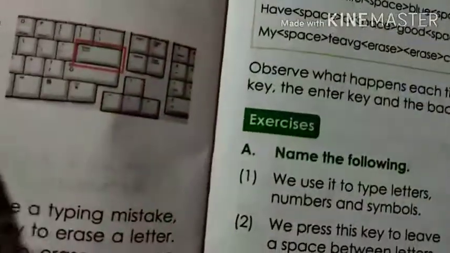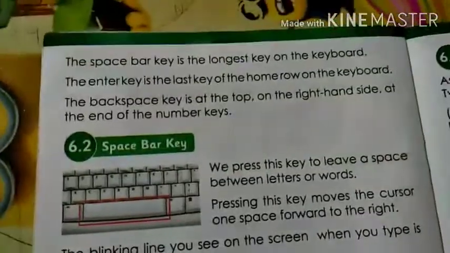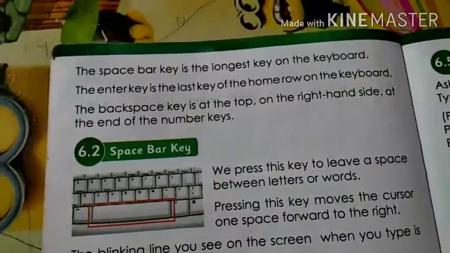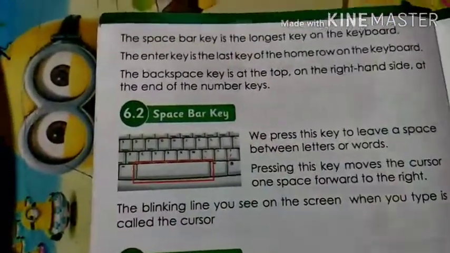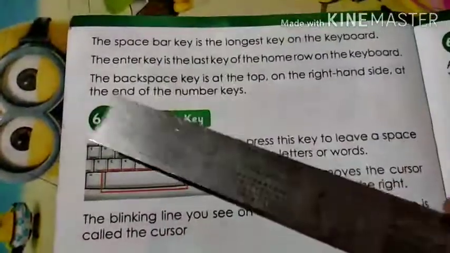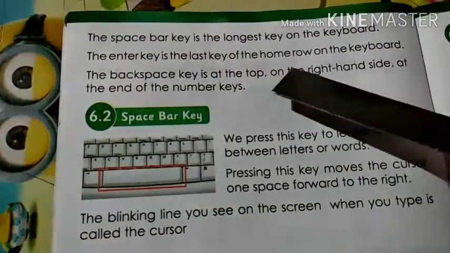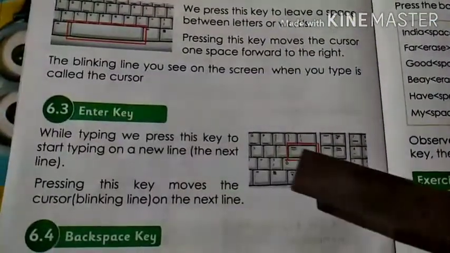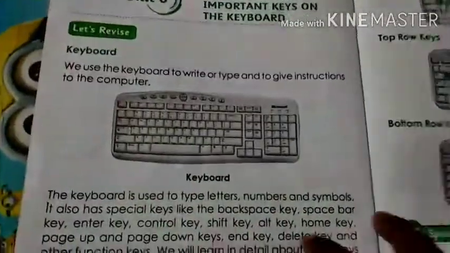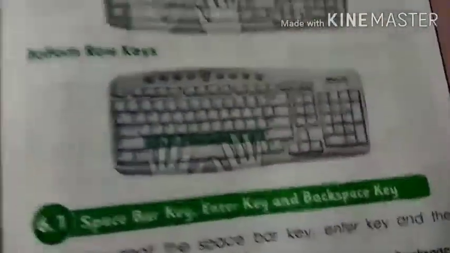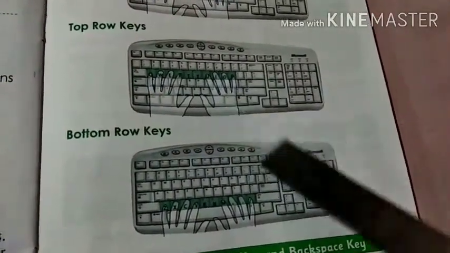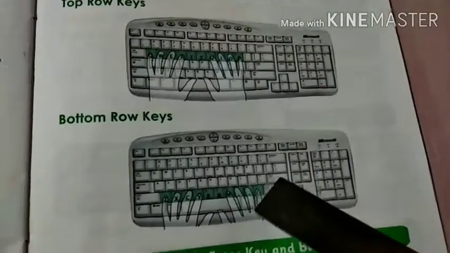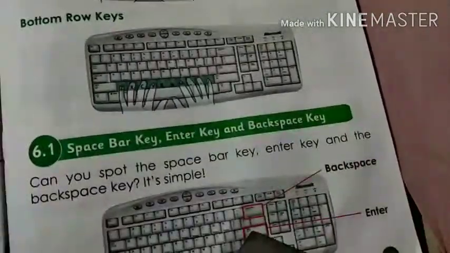Turn your page to page number 34, students. The spacebar key is the longest key on the keyboard. You can see the spacebar key is the longest key on the keyboard. The enter key is the last key of the home row on the keyboard. Again you can see the enter key is the last key of the row. I will show you on the long keyboard. Here you can see the enter key is the last key of the row. Here we have an enter key.